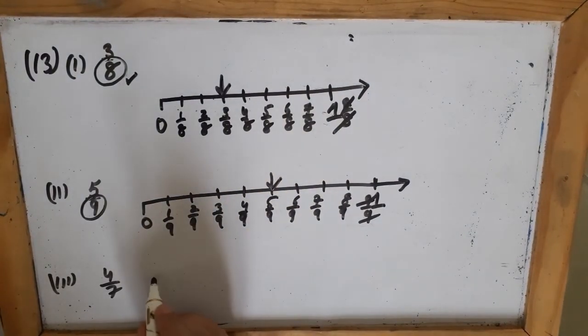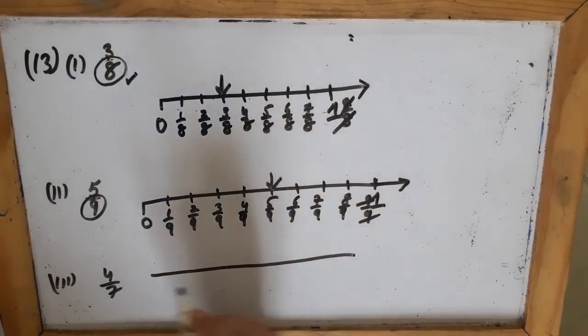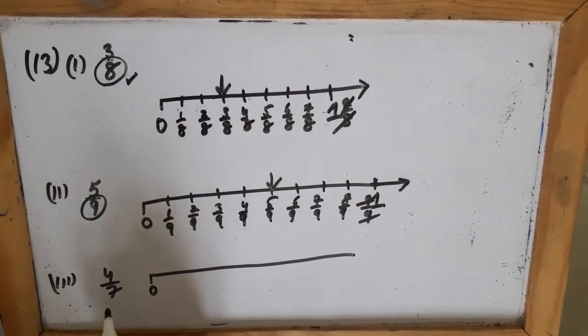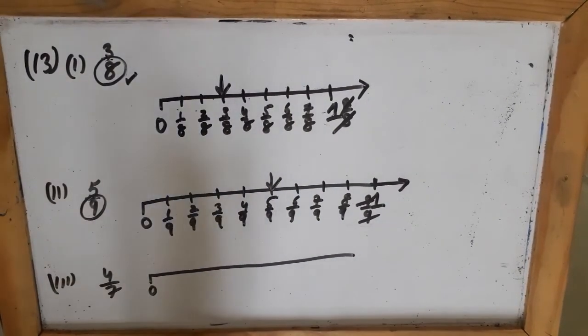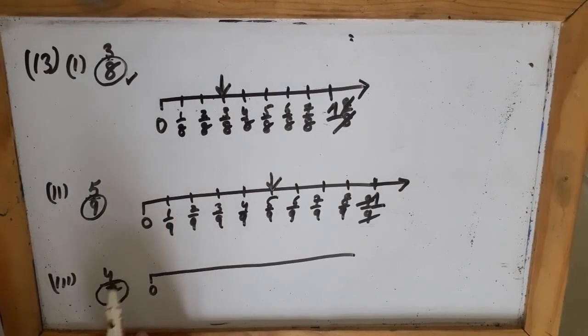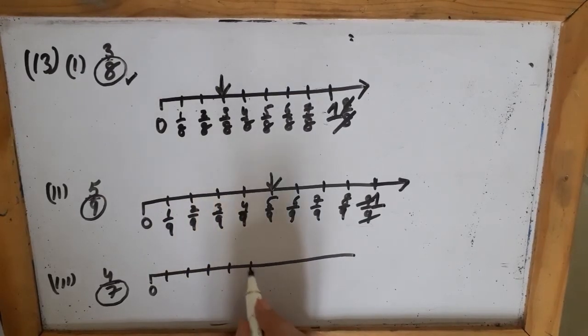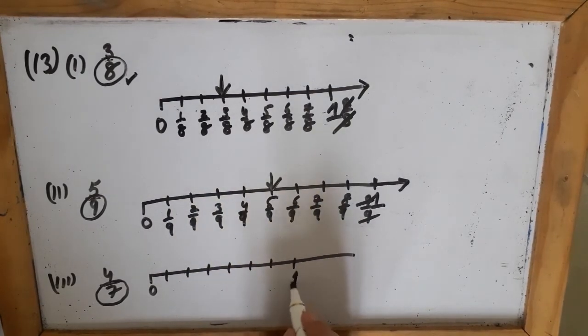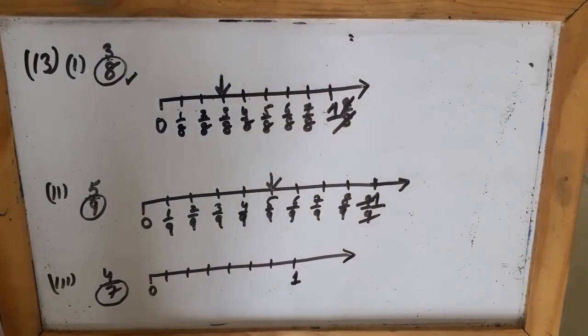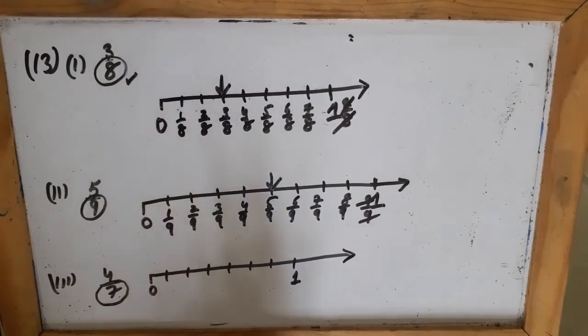Now let's take one more example. So I'll start this from 0. Now into how many parts will I divide this number line? I will divide this number line into 7 equal parts. 1, 2, 3, 4, 5, 6, 7. So this will be my 1. Why 7 parts? Because the denominator is 7.